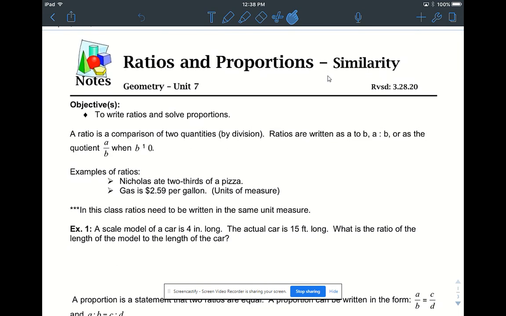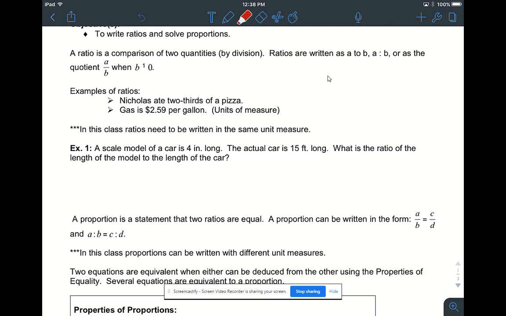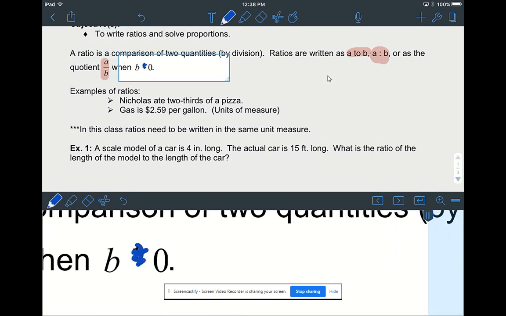We are doing ratios and proportions today, starting Unit 7 of Similarity. So a ratio is a comparison of two quantities by division. It's going to look like a fraction the majority of the time, but ratios can also be written as A to B, or with a colon, A colon B, or of course as the fraction. All of this is true as long as B does not equal 0.